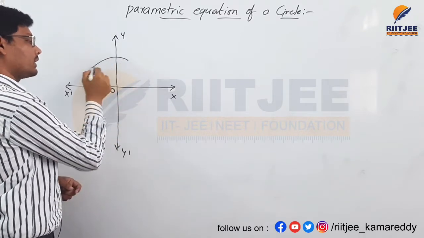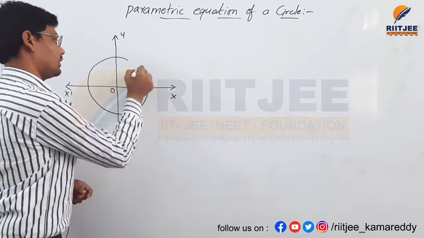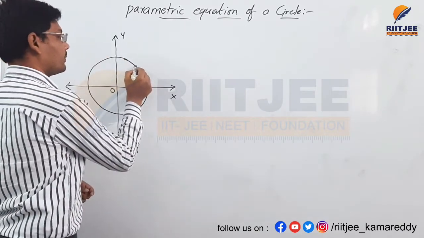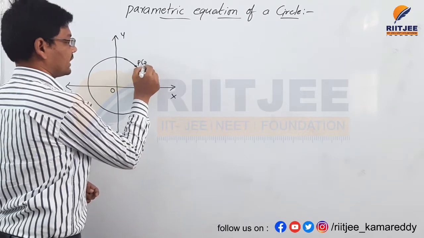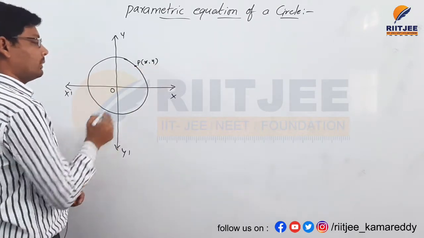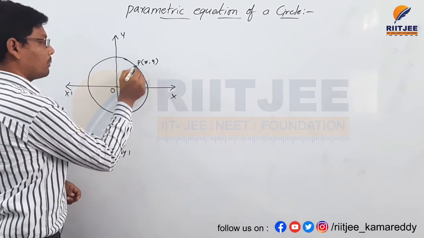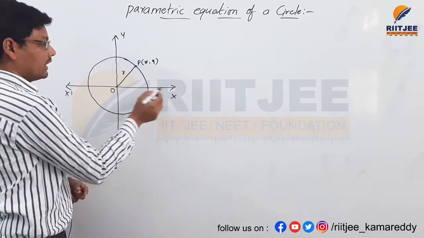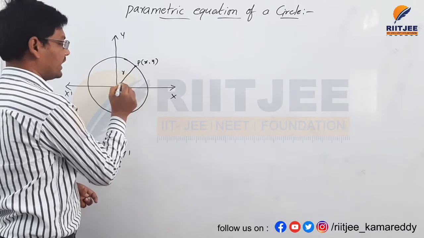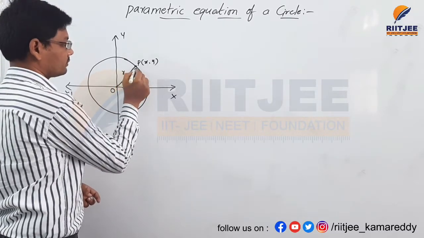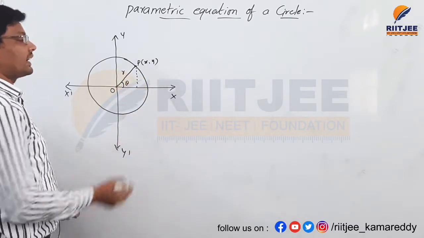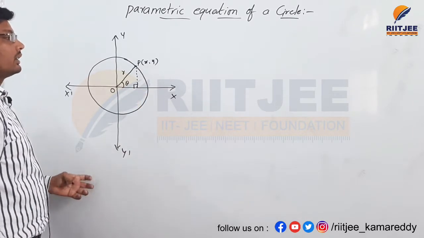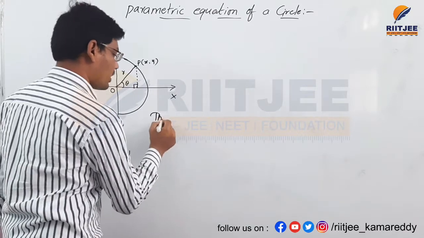I am drawing a circle with the center at the origin, and a point P on the circle, x comma y. The distance between the origin and the point on the circle is the radius. The angle made by the x axis and the radius is theta. This is a right angle triangle, and the angle here is 90 degrees.